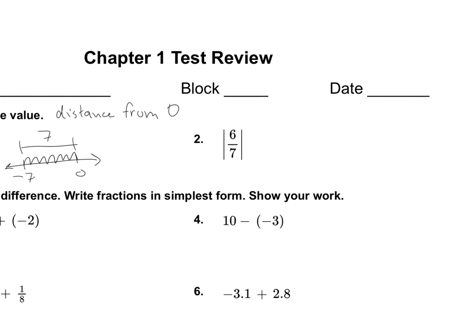For number two, I got the absolute value of 6/7. Right, I got 0, there's 6/7. Right? I'm thinking how far is this distance? And again, right, absolute values are always positive, meaning this answer is 6/7.